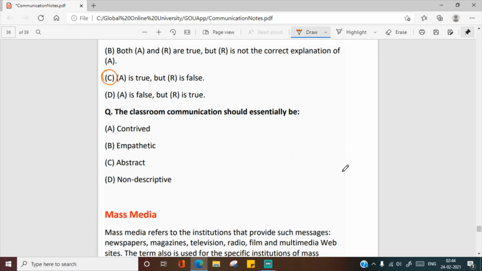Classroom communication should essentially be empathetic. Empathetic means whenever you are communicating, you should always consider the feelings of others, because there could be people of different social backgrounds or religious backgrounds or cultural backgrounds in a class. So it should be empathetic. Empathy is the higher form of sympathy, that we should care for the feelings of others.